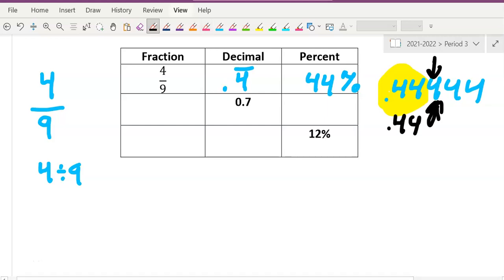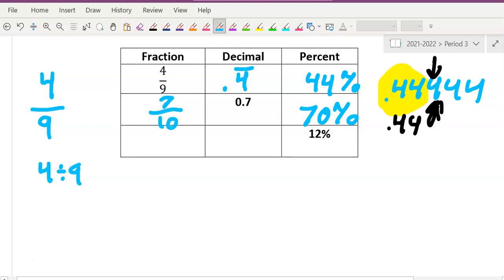How about 0.7? First thing, we're going to get the percent. The decimal 0.7 is the same as 0.70. So transforming that into a percent, it would be 70%. Very good. Don't fall into that trap of 0.07. 0.07 is 7%. And what's the fraction? The fraction is 7 over 10. Very good.